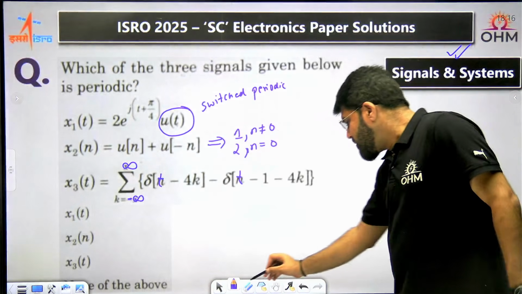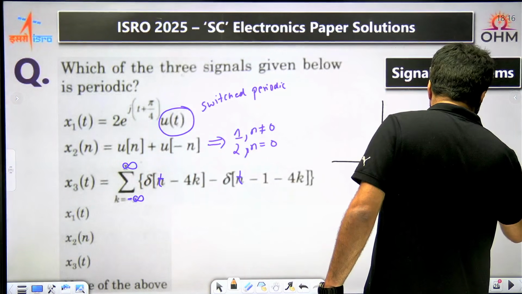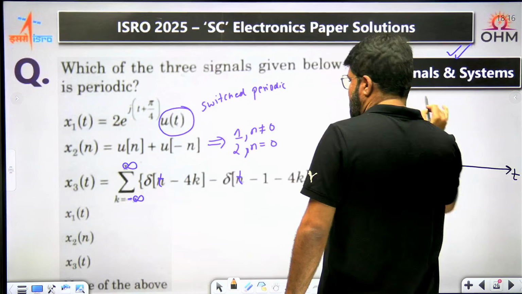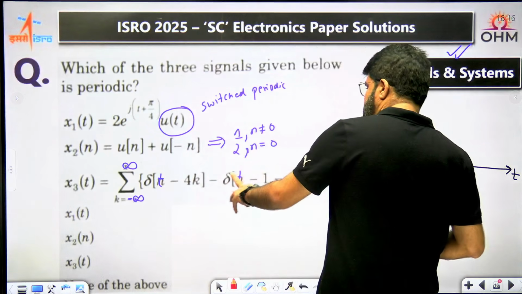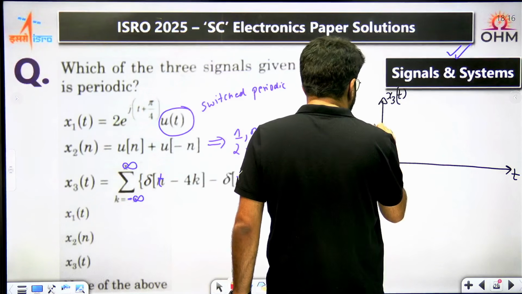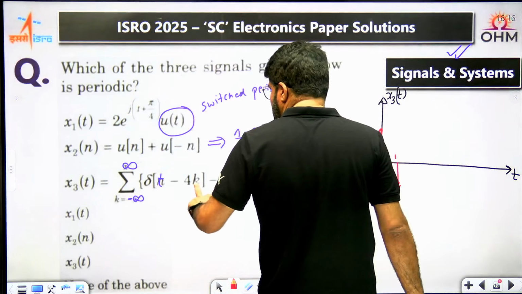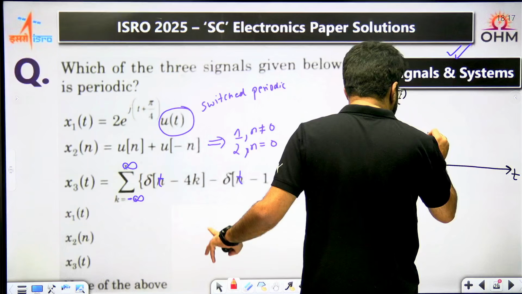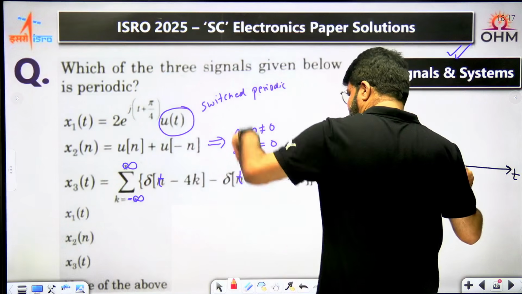Then if you draw this x3(t) signal, a rough waveform from minus infinite to infinite. Starting with k = 0, δ(t) means an impulse at origin. For k = 0, there is one more term, δ(t - 1). So there is an impulse at origin, and an impulse at t equal to 1, one positive going, one negative going. Now as soon as you put k equal to 1, you get δ(t - 4), so another impulse at t equal to 4. Then δ(t - 1 - 4), δ(t - 5), an impulse at t equal to 5, and that is negative.